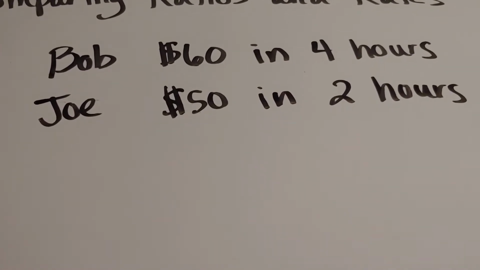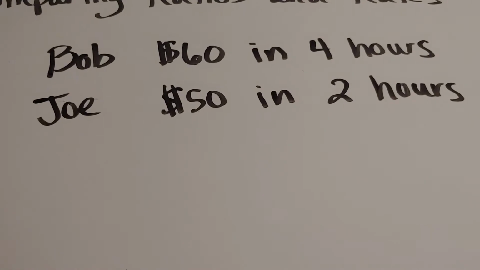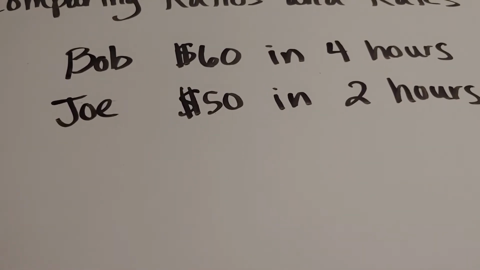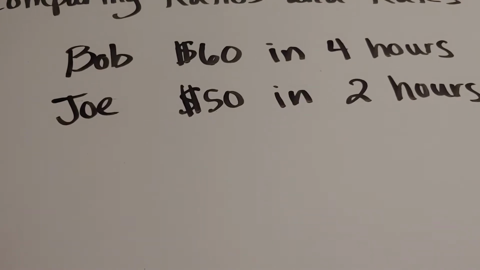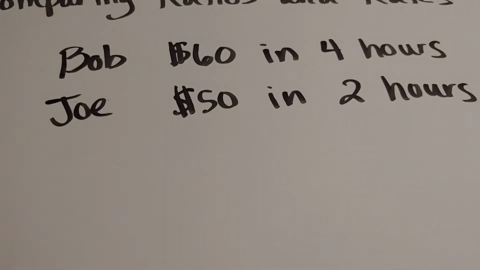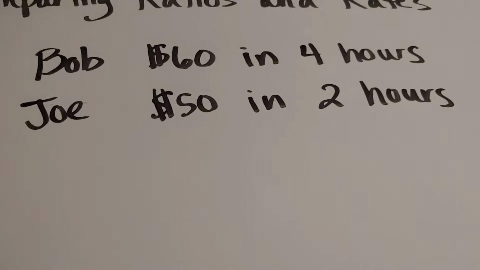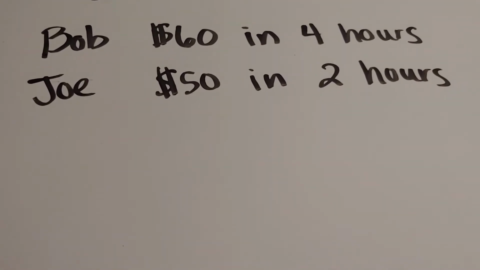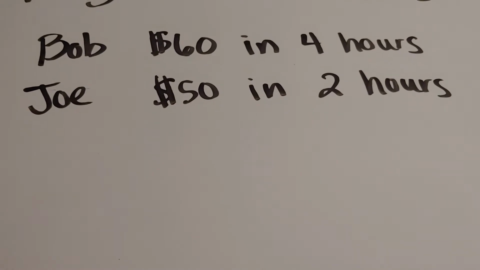That being said, though, as a kid, they might focus more on the actual dollars. That Bob made $60 versus Joe making 50. So they might think Bob is doing better just because he made more in total. But what we want to talk about is how much are they making per hour? And that, of course, is a pay rate or an hourly wage.